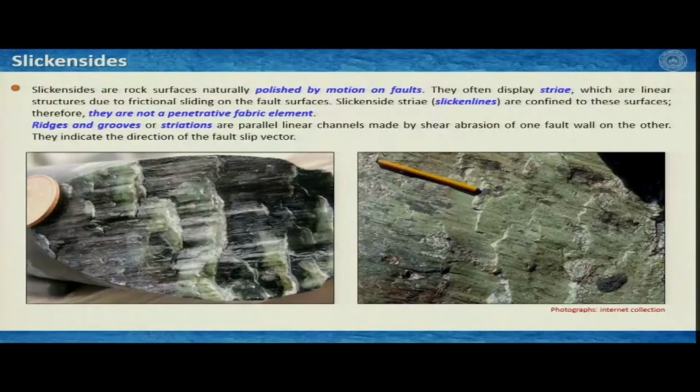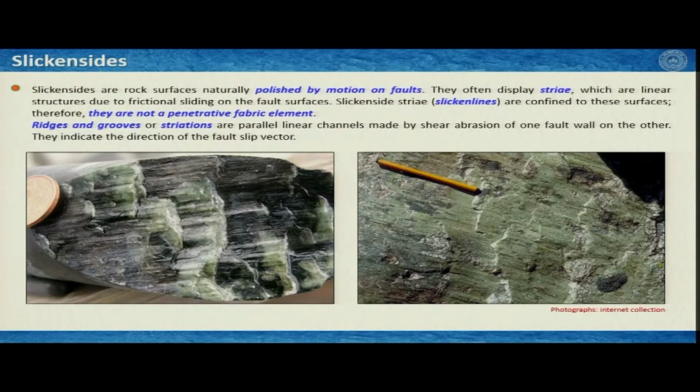And slickenlines, because they happen only on one surface or a series of surfaces in a very narrow zone, are confined to these surfaces. Therefore, they are not penetrative fabric elements. These slickensides are mostly characterized by ridges and grooves or striations, and they are parallel to each other. These are fine linear channels made by shear abrasion of one fault wall with the other, and they also indicate the direction of the slip vector.